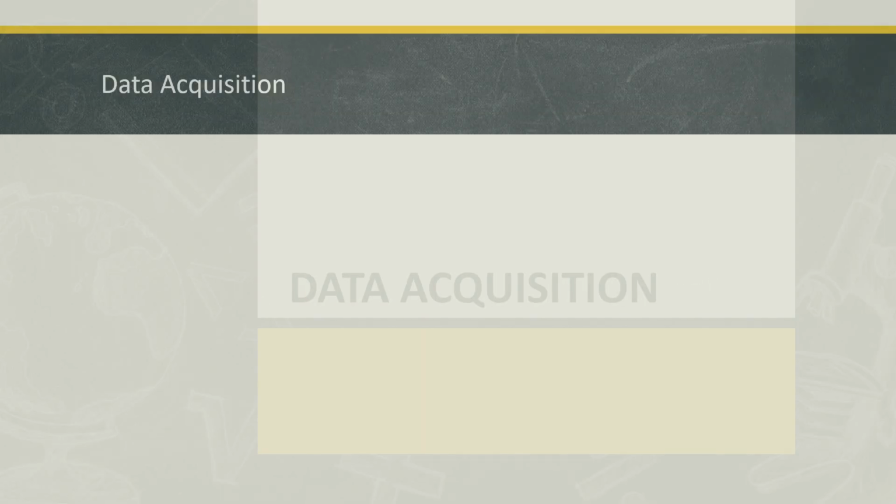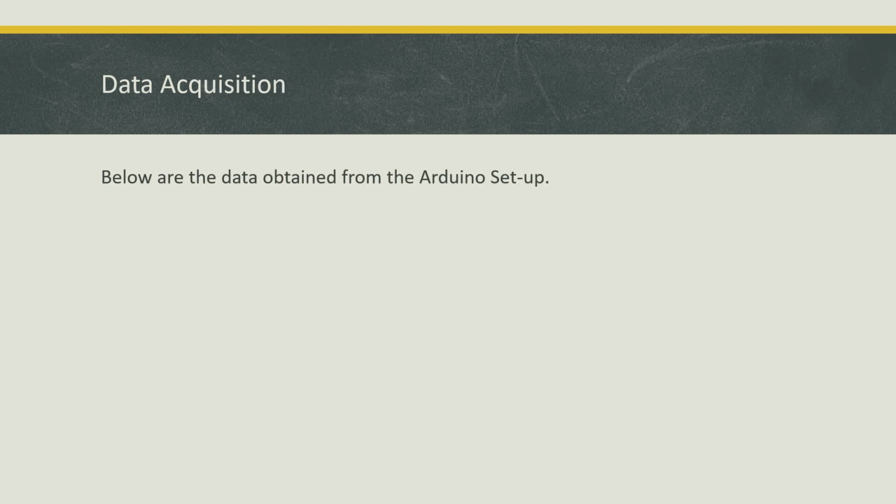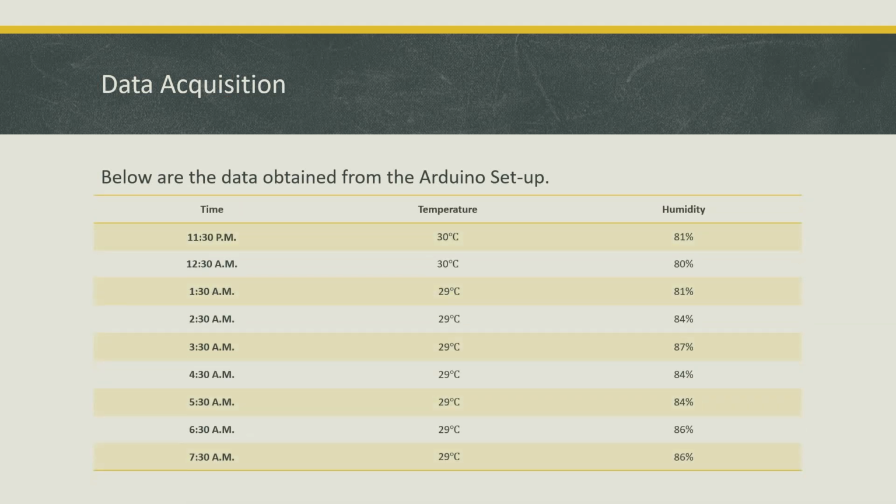Data acquisition. Below are the data obtained from the Arduino setup. From 11:30 p.m., the temperature is 30 degrees Celsius and the humidity is 81%. For 12:30 a.m., the temperature is 30 degrees Celsius and the humidity is 80%. For 1:30 a.m., the temperature is 29 degrees Celsius and the humidity is 81%. For 2:30 a.m., the temperature is 29 degrees Celsius and the humidity is 84%.